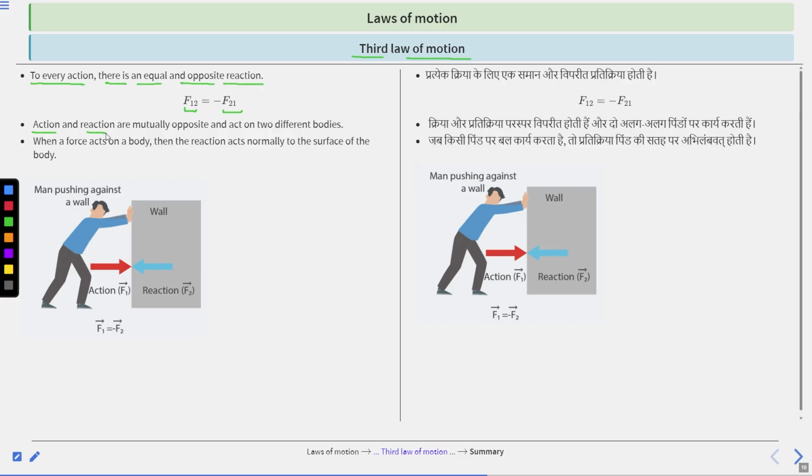Action and reaction are mutually opposite and act on two different bodies. When a force acts on a body, the reaction acts normally to the surface of the body. Clear? So this is Newton's third law of motion: to every action there is an equal and opposite reaction.